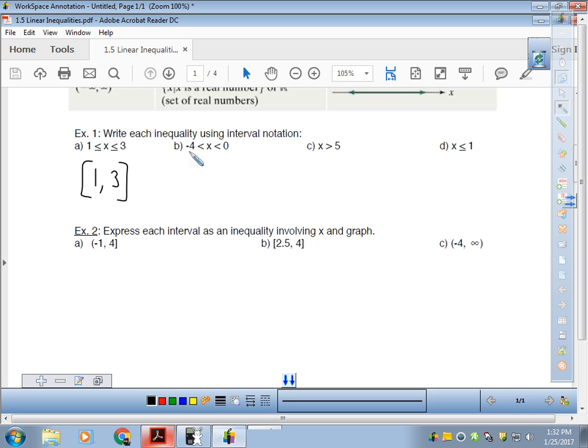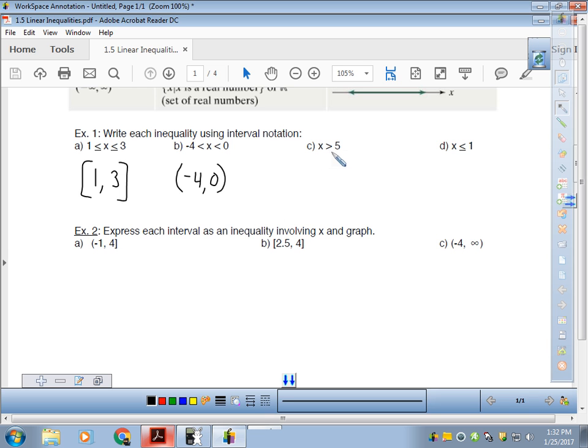Over here, negative 4 less than X less than 0. This is saying X is a number between negative 4 and 0. So our interval would be negative 4 to 0. Because these are just less thans, we would exclude both of those and we would use parentheses. And that would be our interval.